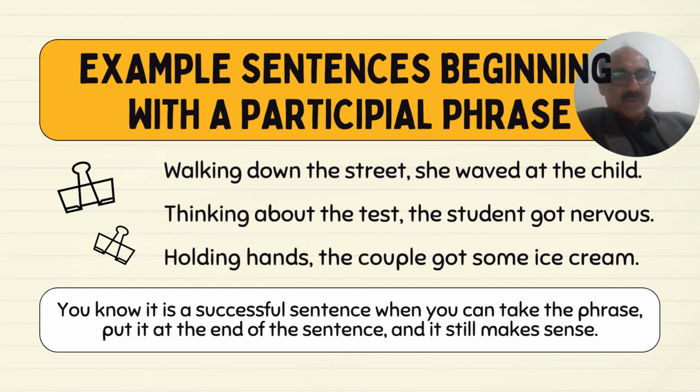Look at sentence 2. Thinking about the test, the student got nervous. Now, "thinking about the test" is a participle phrase, followed by a comma and followed by a complete sentence. Holding hands, the couple got some ice cream. Now, if you look at this, "holding hands" is a participle phrase. The word "holding" ends in "ing." Holding hands, the couple got some ice cream.